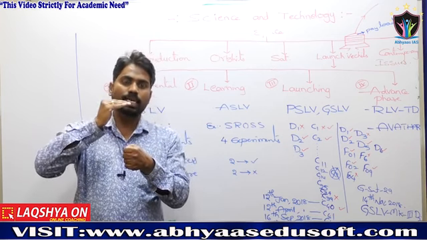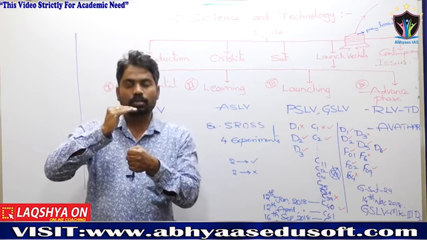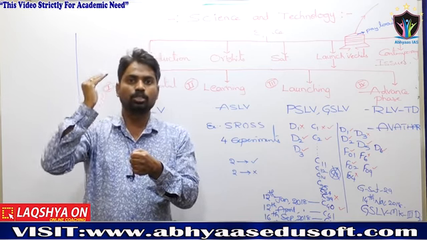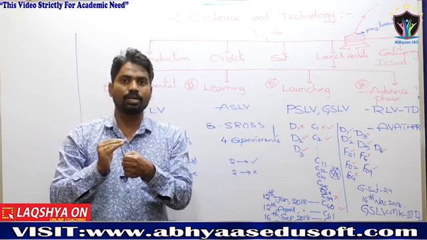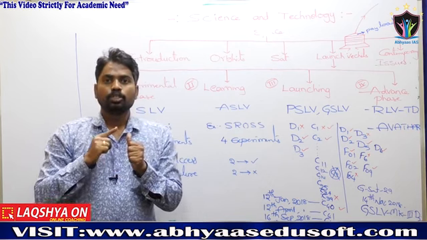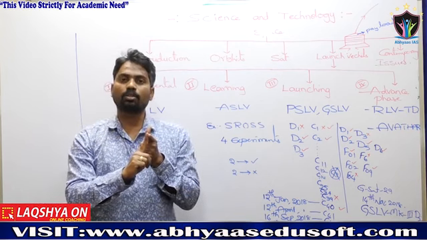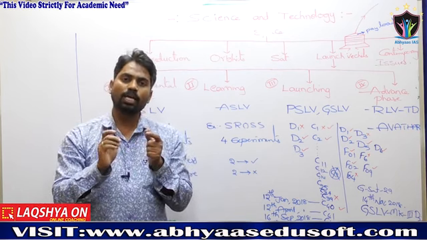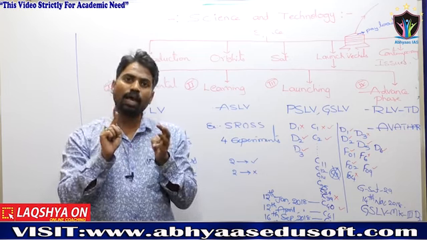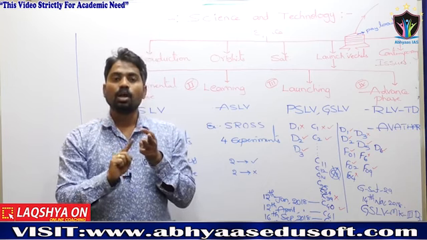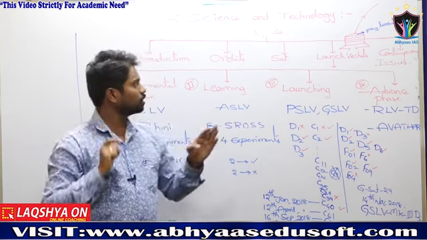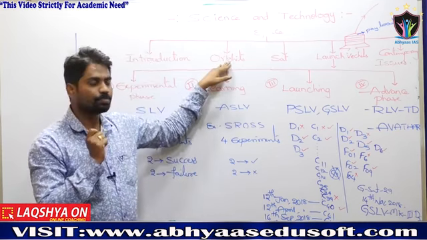Based upon the distance, we discussed lower Earth orbit, medium Earth orbit, higher Earth orbit, as well as geostationary Earth orbit, geosynchronous Earth orbit, sun synchronized orbit, and Lagrangian orbits or Lagrangian points. These are about orbits.